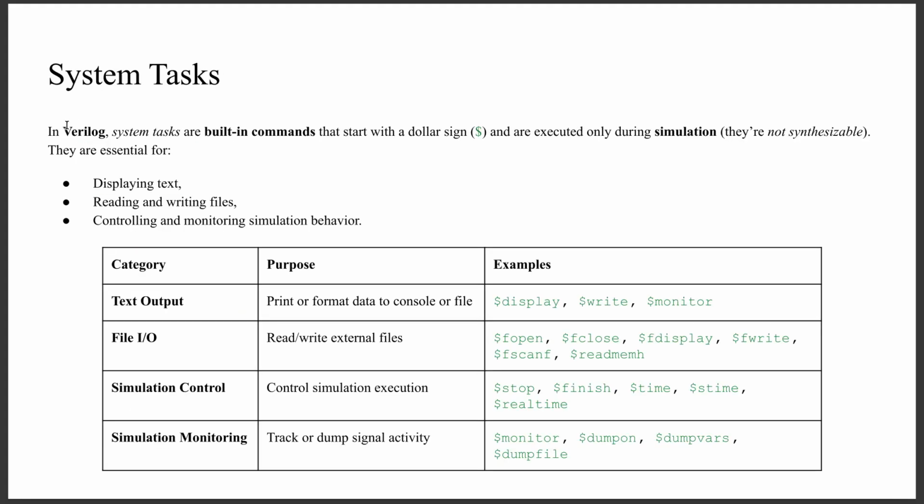System tasks. In Verilog, system tasks are built-in commands that start with a $ sign and are executed only during simulation. They are not synthesizable. They are essential for displaying text, reading and writing files, and controlling and monitoring simulation behavior. So we have 4 categories: text output, which prints or formats data to a console or file; file I/O, to read and write external files; simulation control, to control simulation execution; and simulation monitoring, to track or dump signal activity. And these are examples of the keywords we would use for each category, which I'll explain in a little bit.